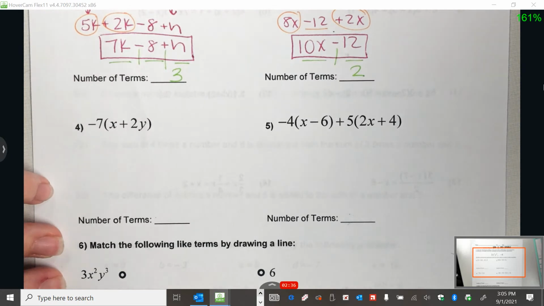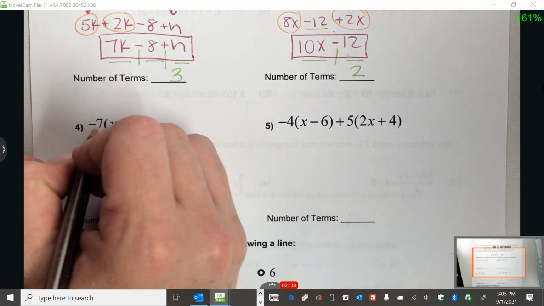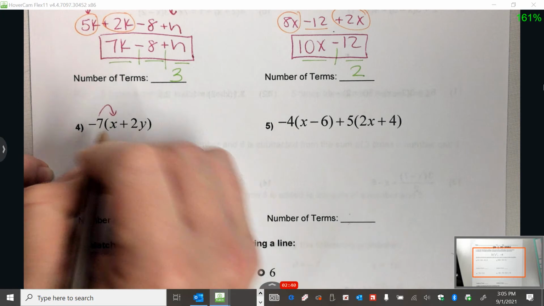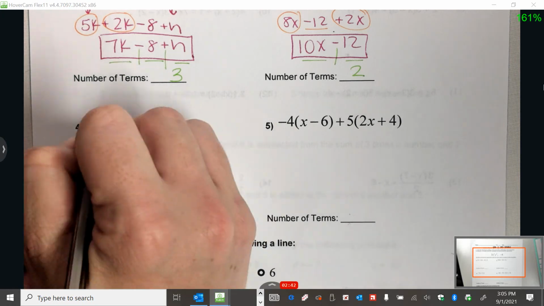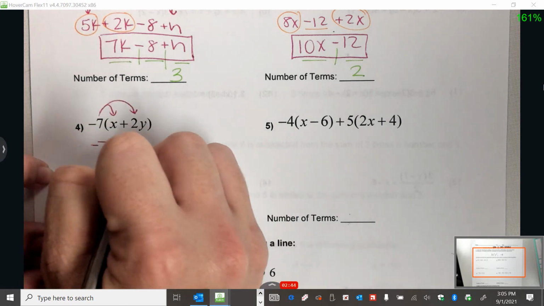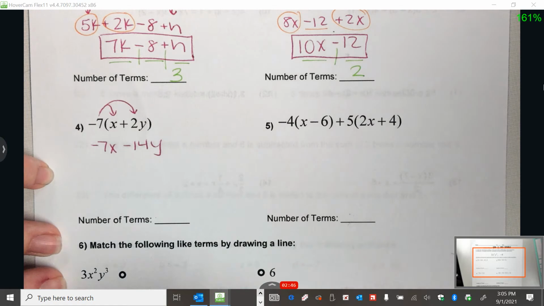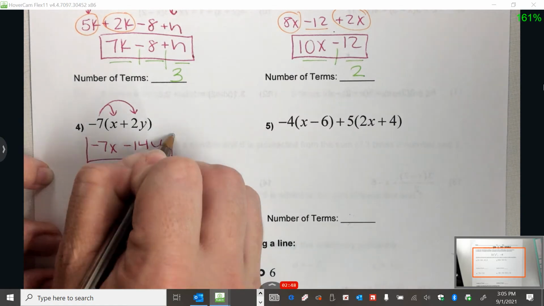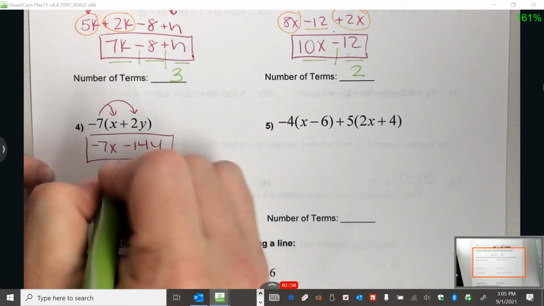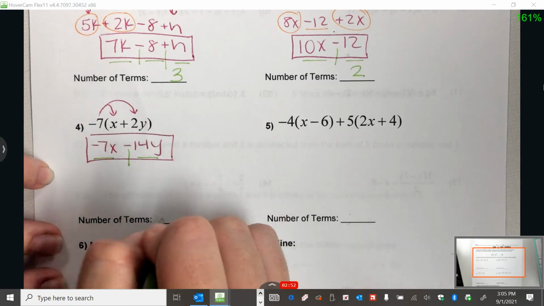Okay, on number 4, again, we've got to get rid of the parentheses. So the way we do that is we distribute. So negative 7 times x is negative 7x. Negative 7 times 2y is negative 14y. X and y are not like terms. So that is my answer. So I have 1, 2 terms.